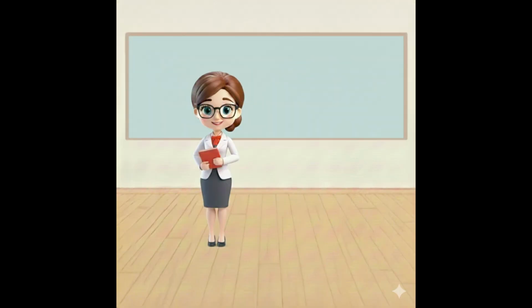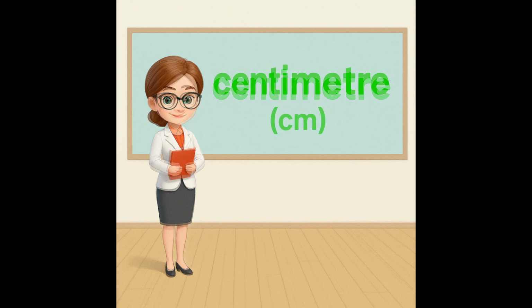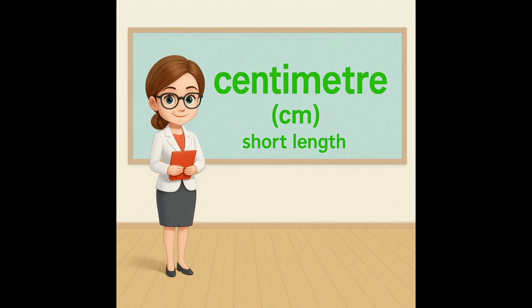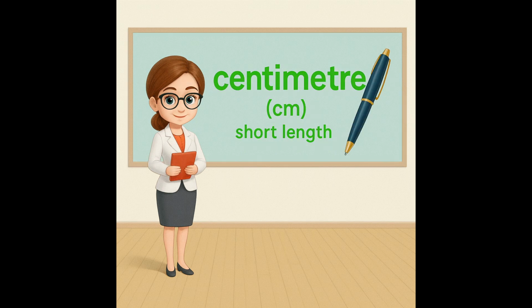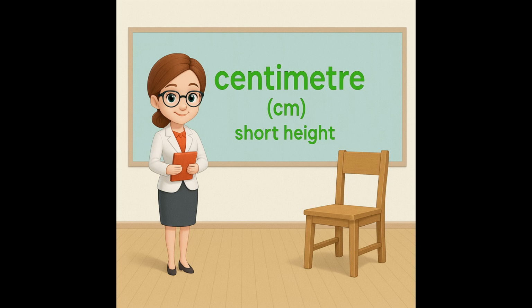The second unit is centimeter. In short, we write it as cm. It is used to measure short length, like for example, the length of a pen or a pencil. It is also used to measure short height, like for example, the height of a chair.